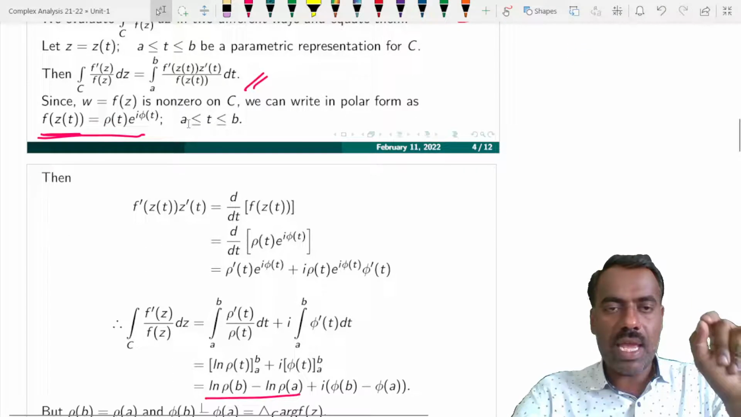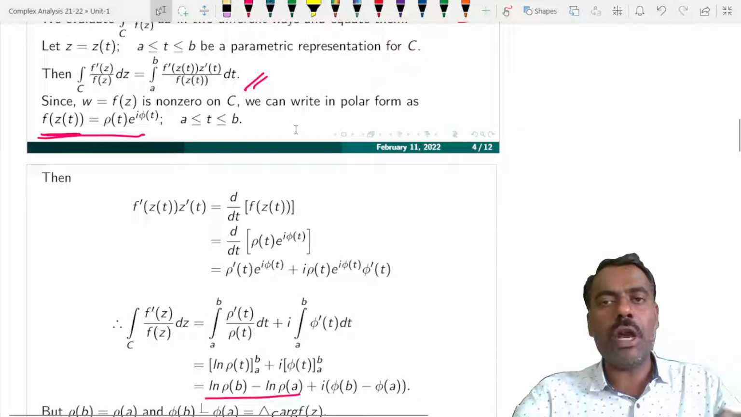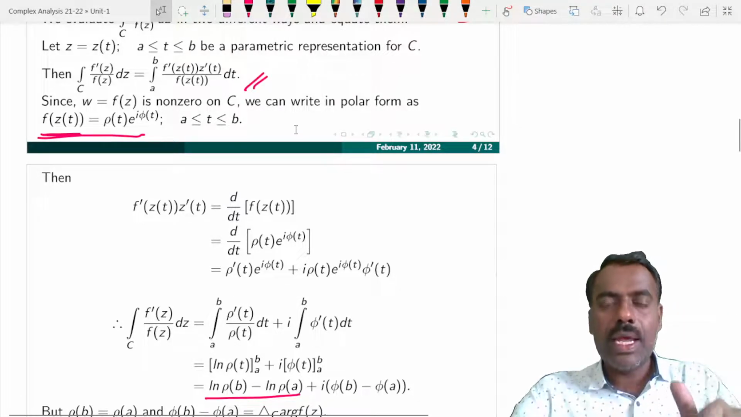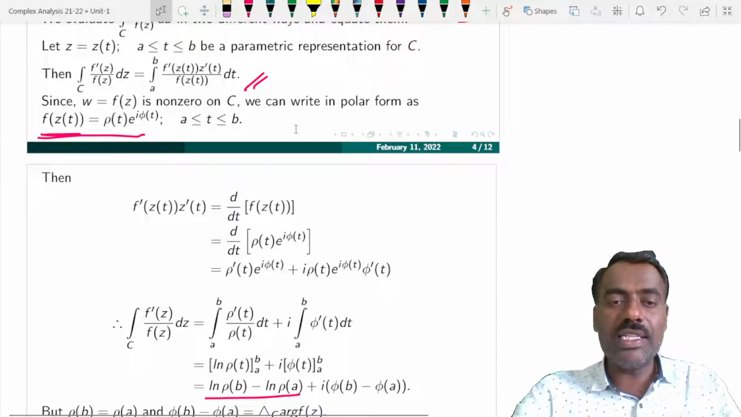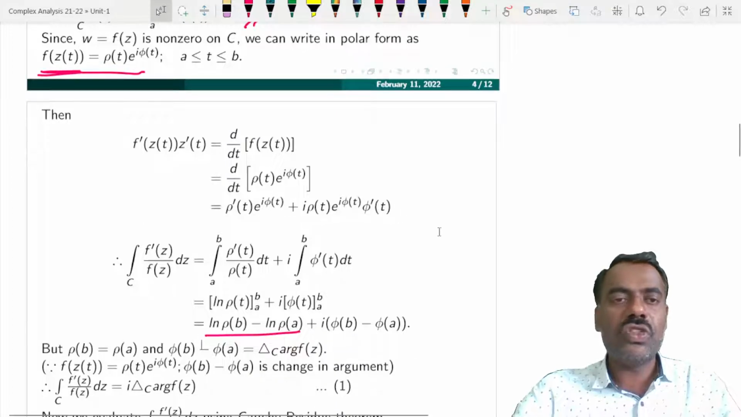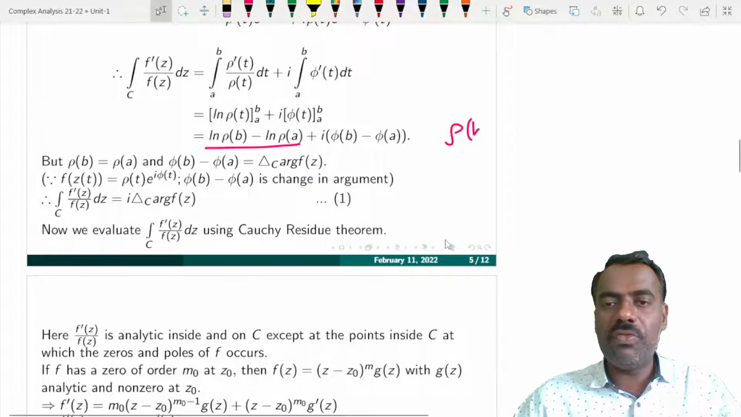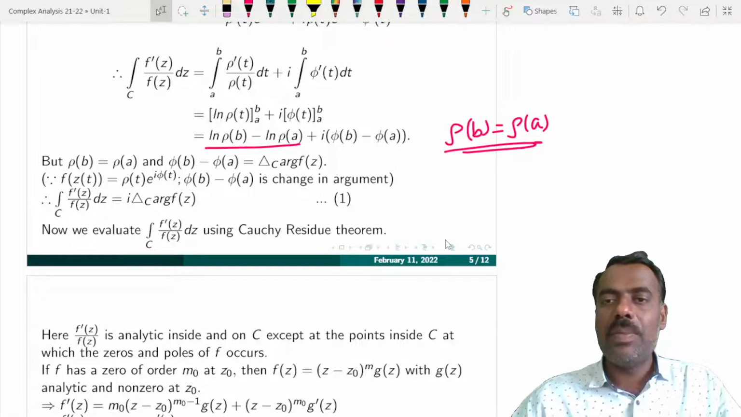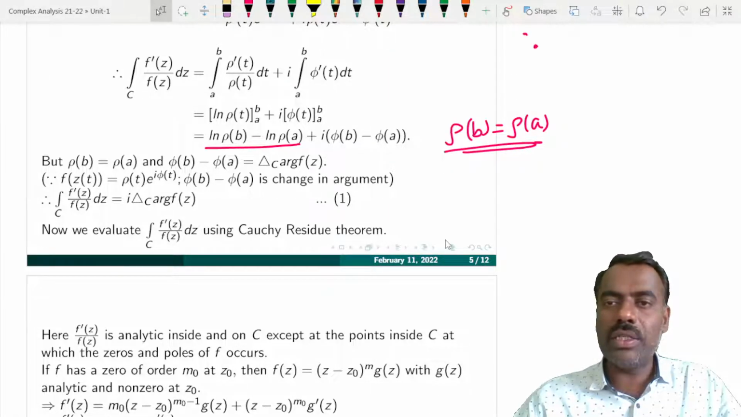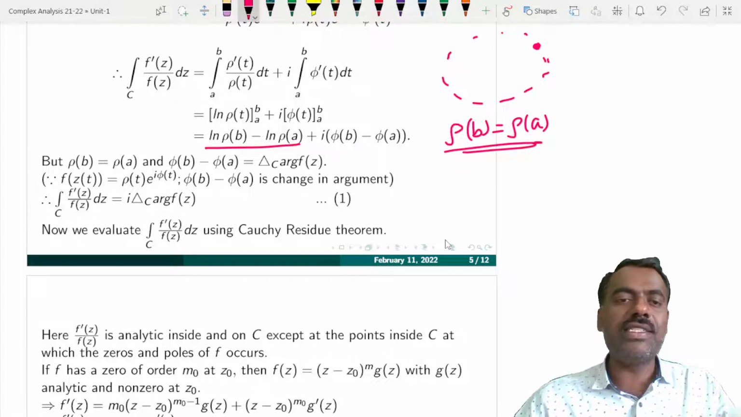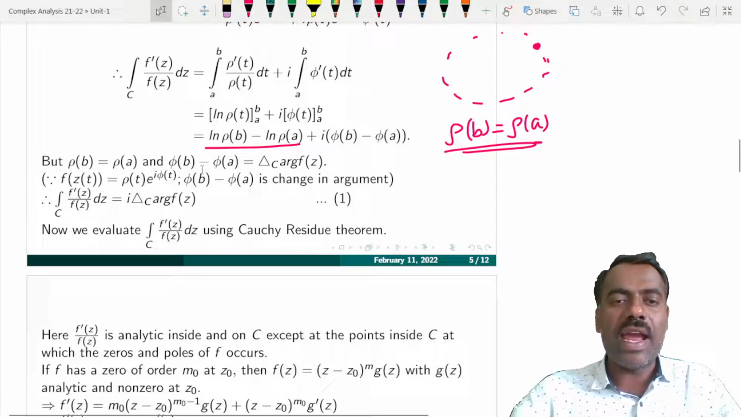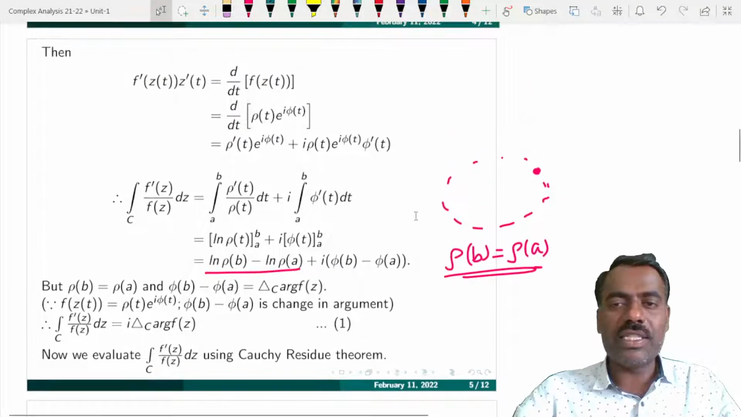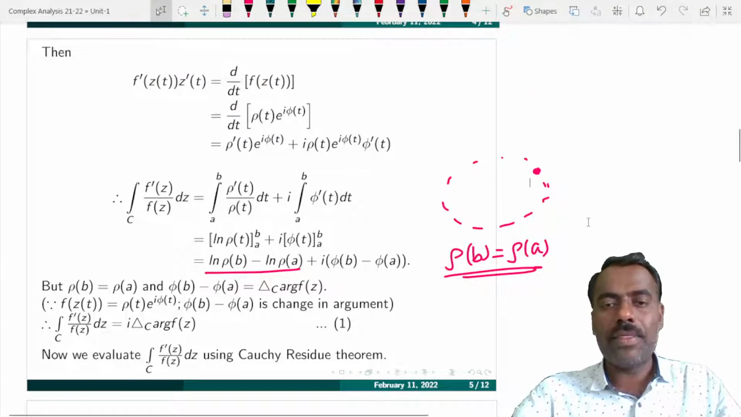Because at a and b, where you start and once you reach there, the radius doesn't change. If at all it changes, it is only the argument value, right? So therefore what we know here is rho of b is the same as rho of a, because where you started, you have traversed and reached that point again. So from the origin the distance is the same. That's why rho of b is equal to rho of a. And phi of a is the starting argument, then after reaching again, phi of b. That is the change in argument that we know.